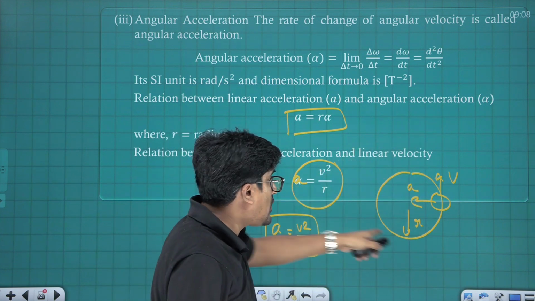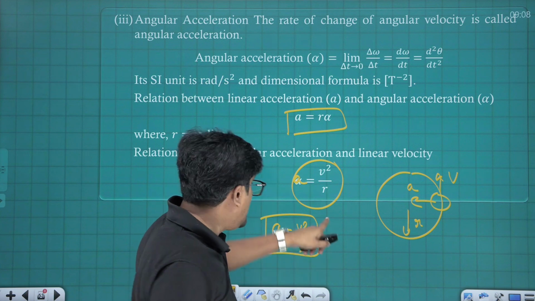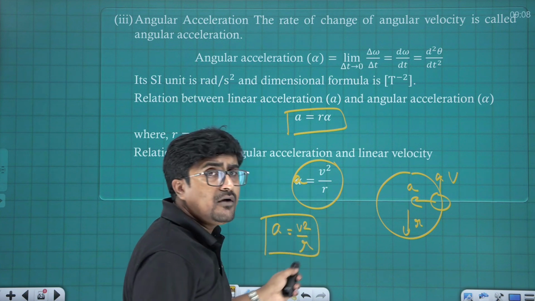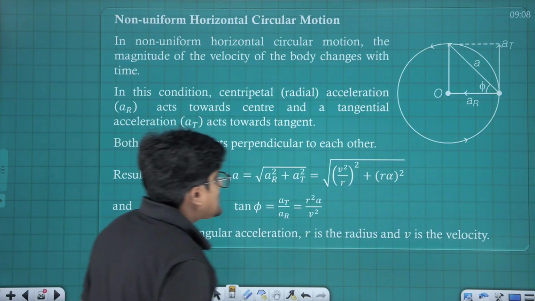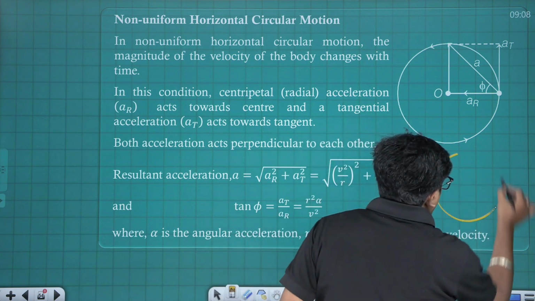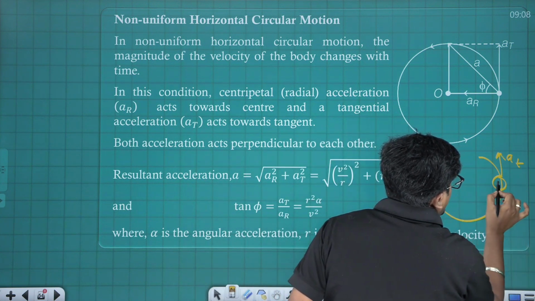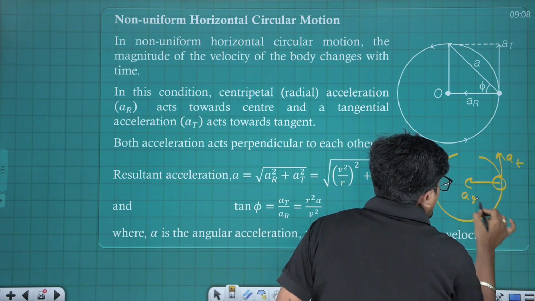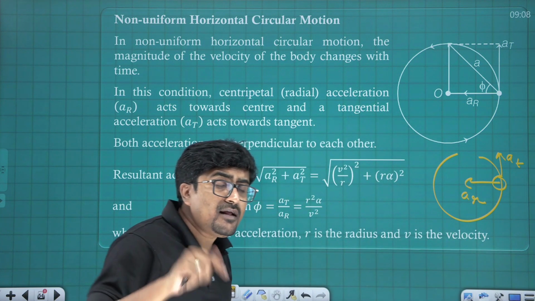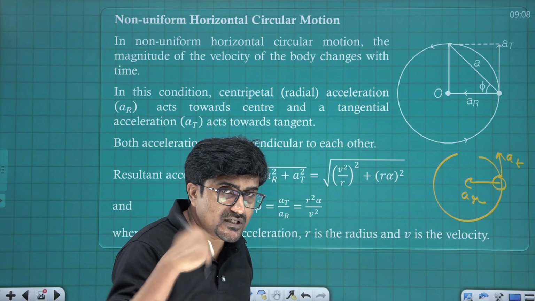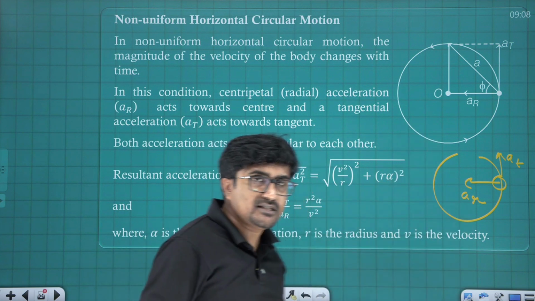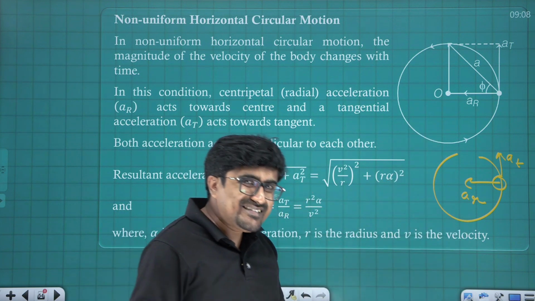Fine, the body was moving with constant velocity, so only one acceleration is there: the centripetal acceleration, v square by r. In this case, the speed of the body is increasing. That means it is going to have a tangential acceleration and also a radial acceleration. Radial acceleration is responsible for changing direction, and tangential acceleration is responsible for the change in speed.